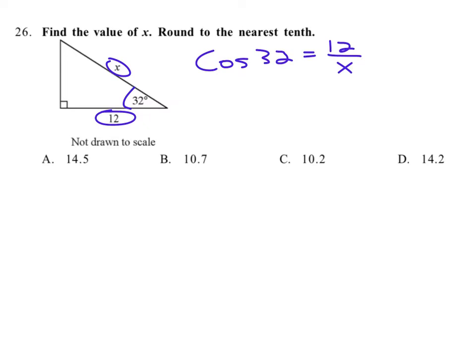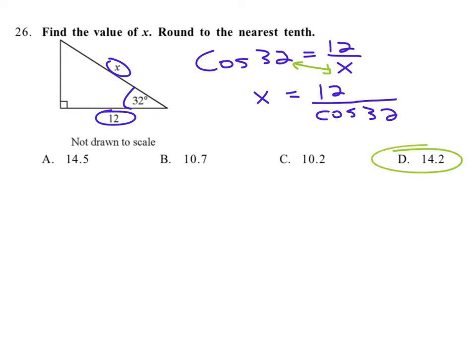As I keep saying, there's this trick where if what you're trying to solve for is on the bottom of that ratio, you can switch that. And what you get is going to be an equivalent, but it'll have x isolated. X equals 12 divided by cosine of 32. We can type that into the calculator. 12 divided by cosine of 32. And we get 14.15, or about 14.2. Okay, let's keep going.